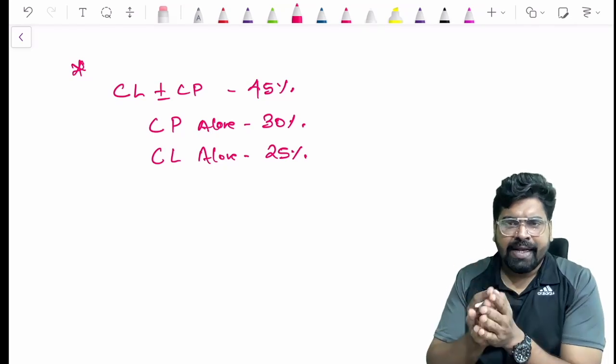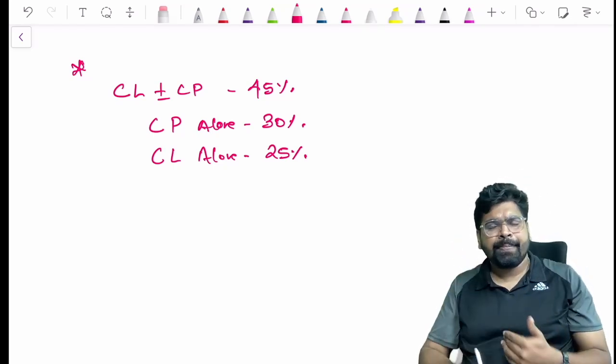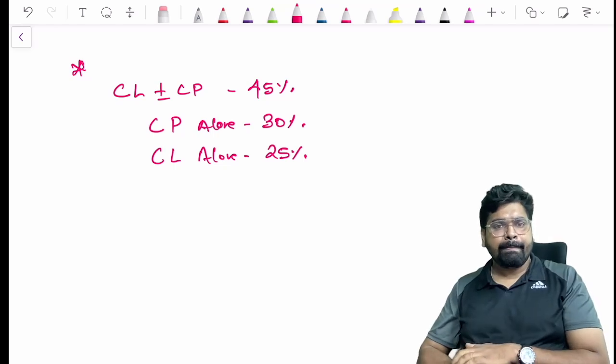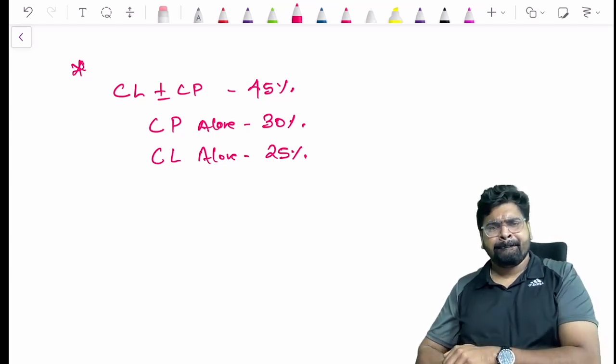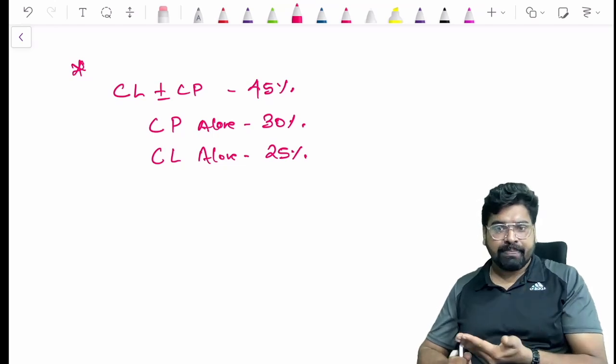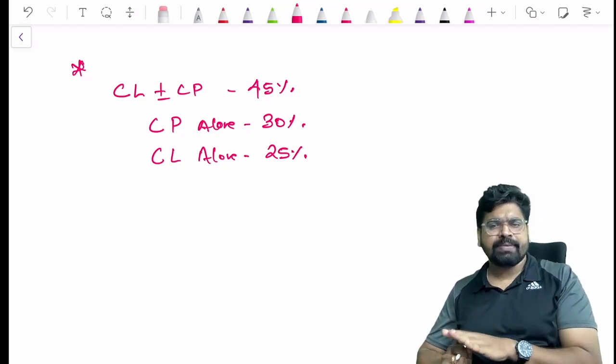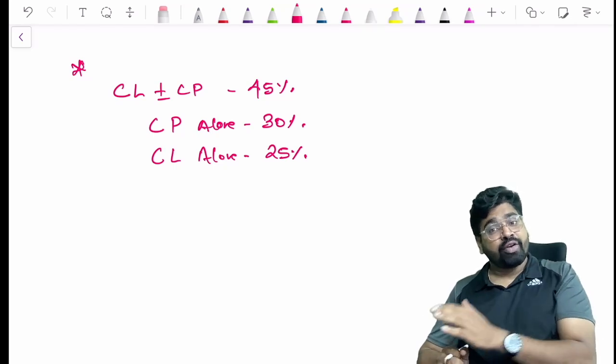So usually a child presents with a cleft lip and palate. We say cleft lip with or without palate. Most of the cases come together. Cleft palate alone comes in 30% of cases, and cleft lip alone comes in 25% of cases.